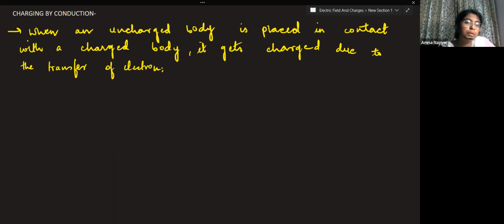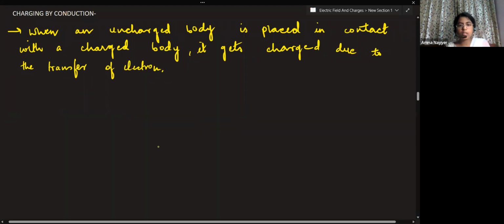In case of the previous method that we had seen, two bodies are actually rubbed together, which generates heat, and heat is dissipated because of frictional forces, which ultimately helps in transfer of electrons. In this case, if two objects are just placed together, transfer of electrons will occur. So this neutral body now will get charged. Whether it gets positively charged or negatively charged will depend on the amount of charge that is transferred.